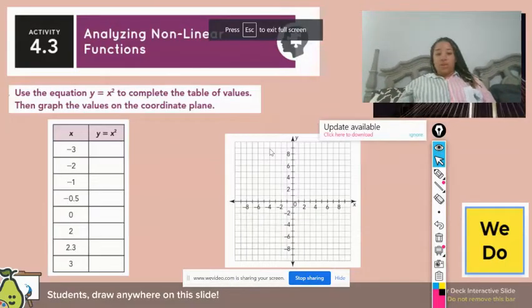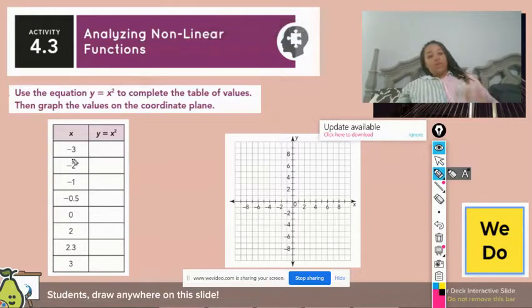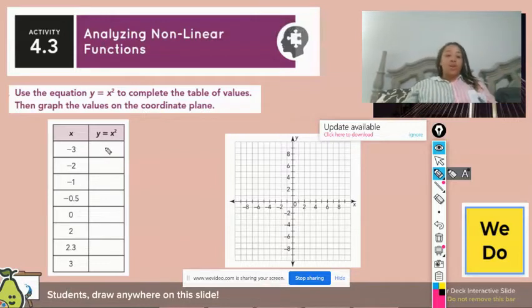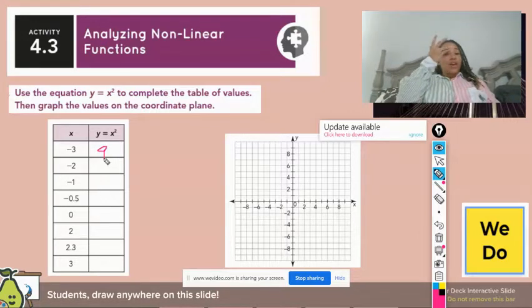Okay. So we have -3 here, and you're going to do -3 times -3, and you're going to get 9. Then you're going to have -2, so you're going to plug this into the equation. -2 times -2 is 4. -1 times -1 is 1. I like to do -1/2 times -1/2. It's going to be positive 1/4. Okay, so you can do 1/4.